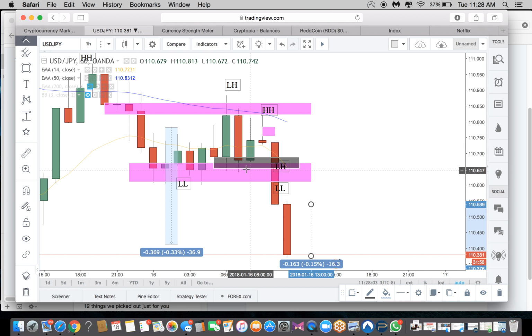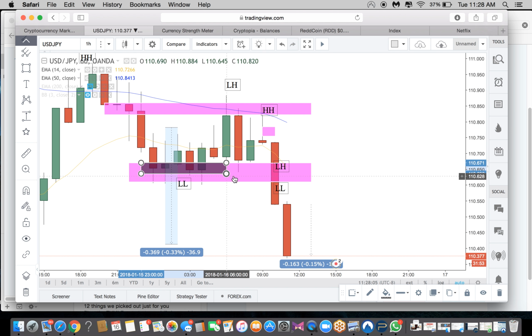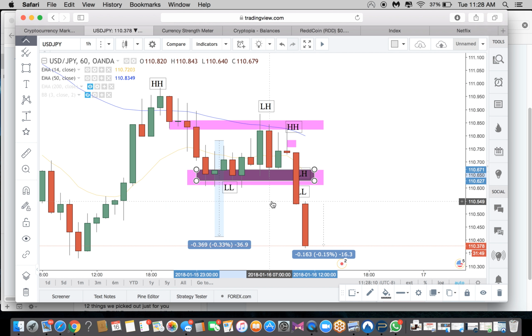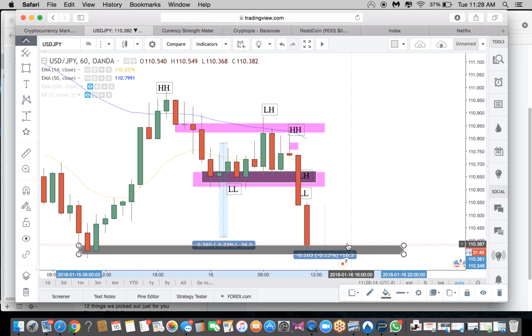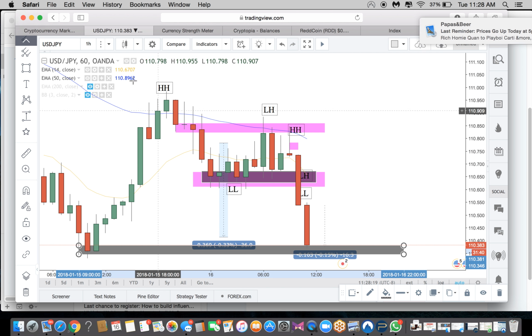So we've already broken the major support here, right? This is just off the hour time frame. We've broken the support on the 1 hour. So where do you think we're going? Well, obviously we're going down to the next support. Now that support becomes resistance. So what does it do? We're just going from zone to zone, right?